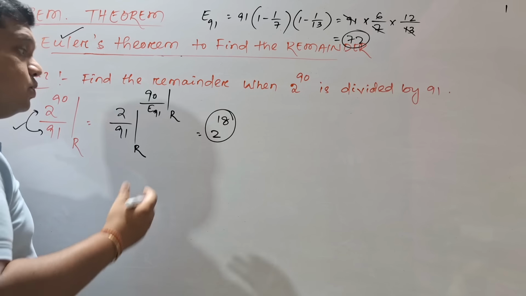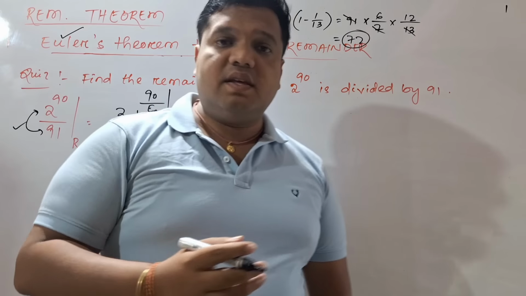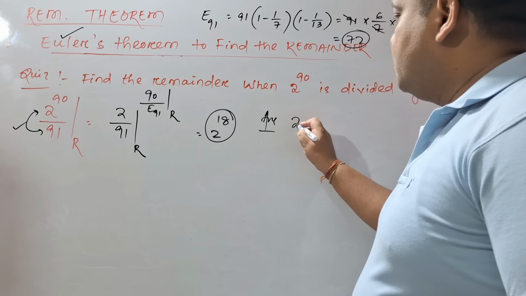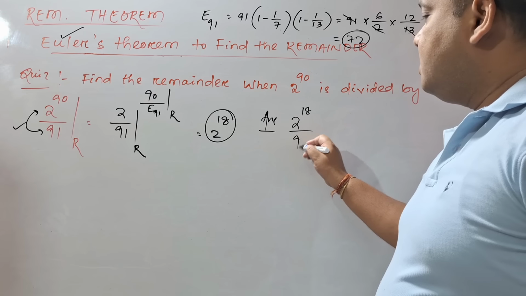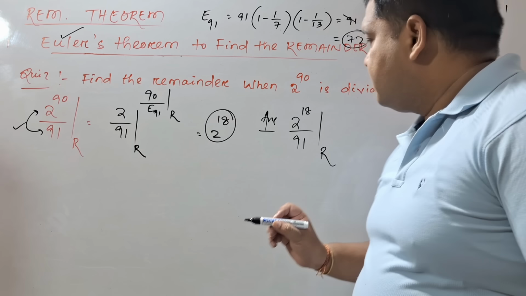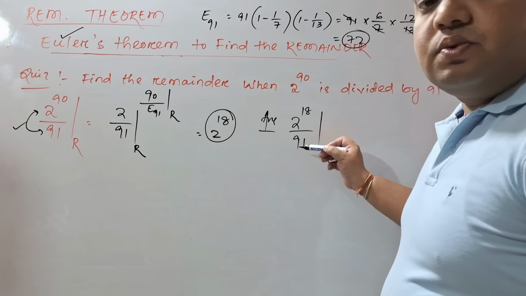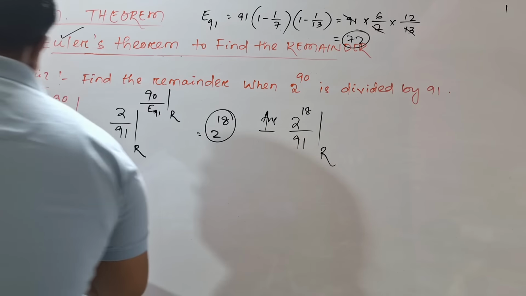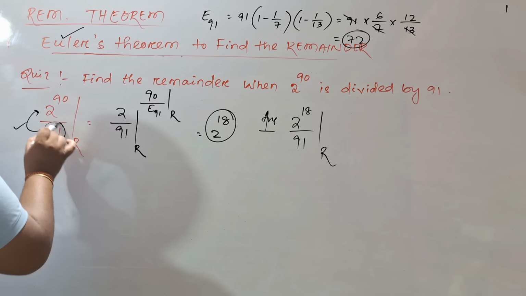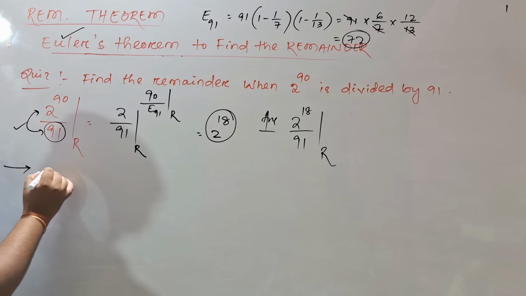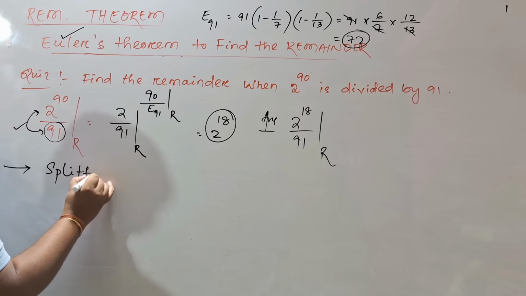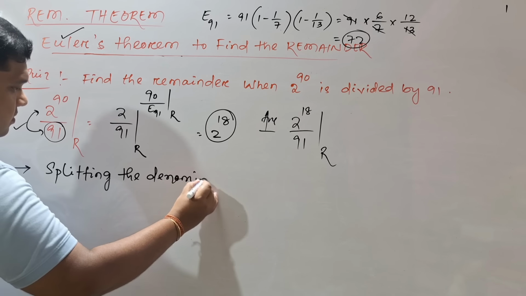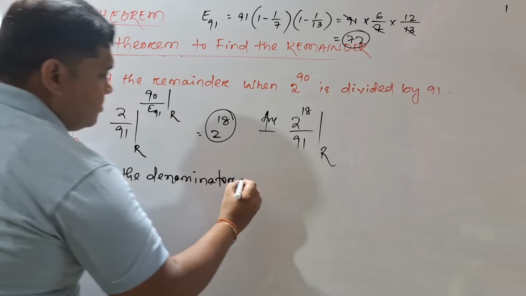2 to the power 18. Huge number. It is a bigger number. Now it is lengthy. Now I have to divide this number again. My answer here is 2 to the power 18 when it is divided by 91, find the remainder. And here I have to think which power of 2 it is close to 91 or multiples of 91. It will take more time. So instead, what I will do, I will split the denominator. So here the next concept is splitting the denominator concept under Euler's theorem.